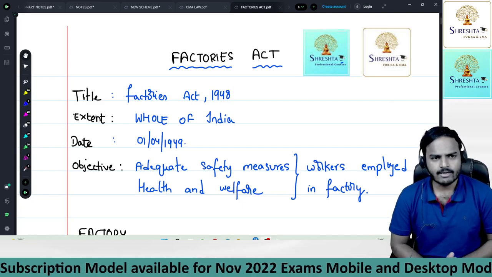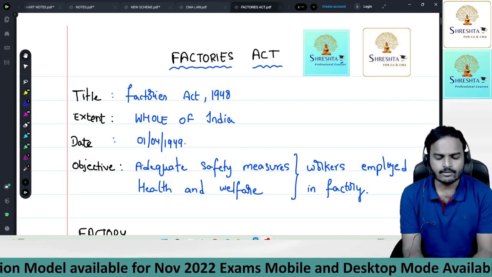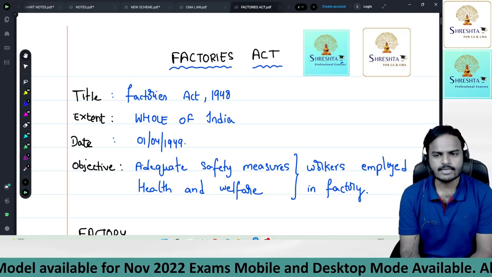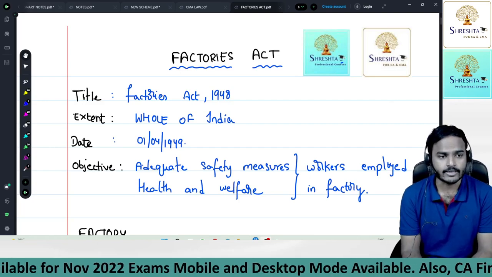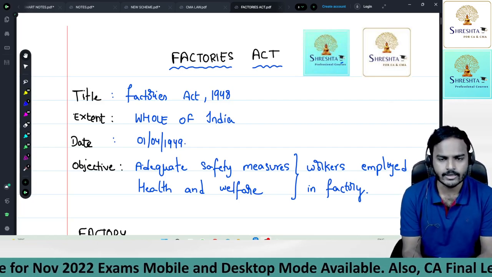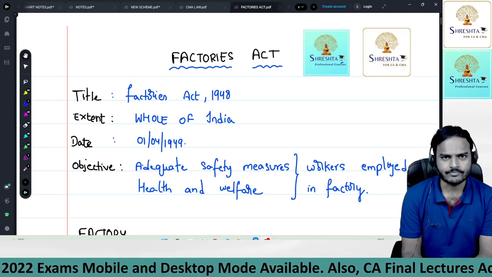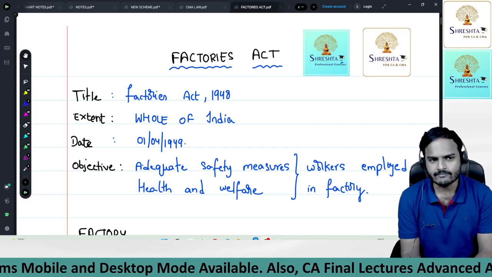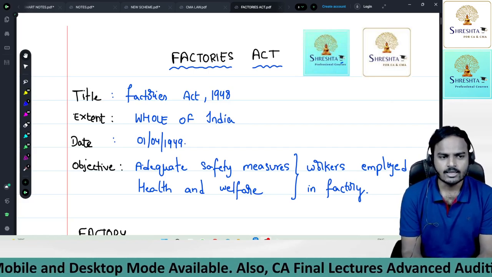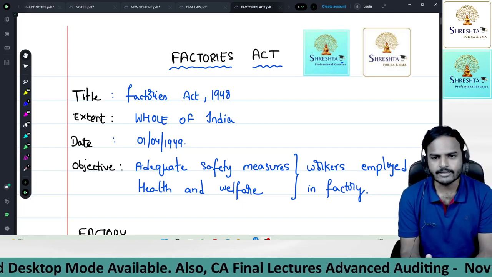In this lecture I cover Factories Act revision. So Factories Act, title of the act, Factories Act 1948, extends to all the factories established in India, whole of India, coming to the area wise, whole of India including Jammu and Kashmir. And date of implementation of this act, 1st April 1949. Although Factories Act was enacted in the year 1948, implementation was a little bit late, so it got implemented with effect from 1st April 1949.